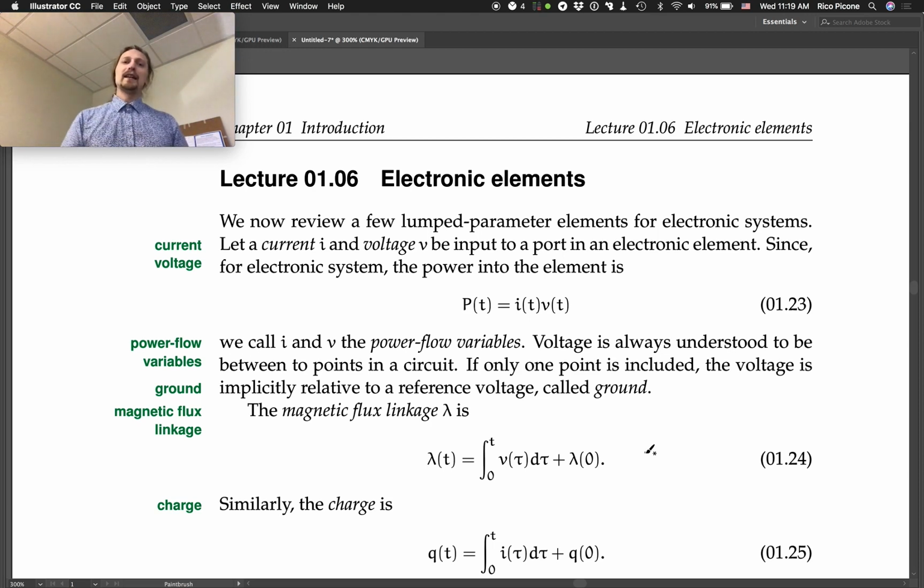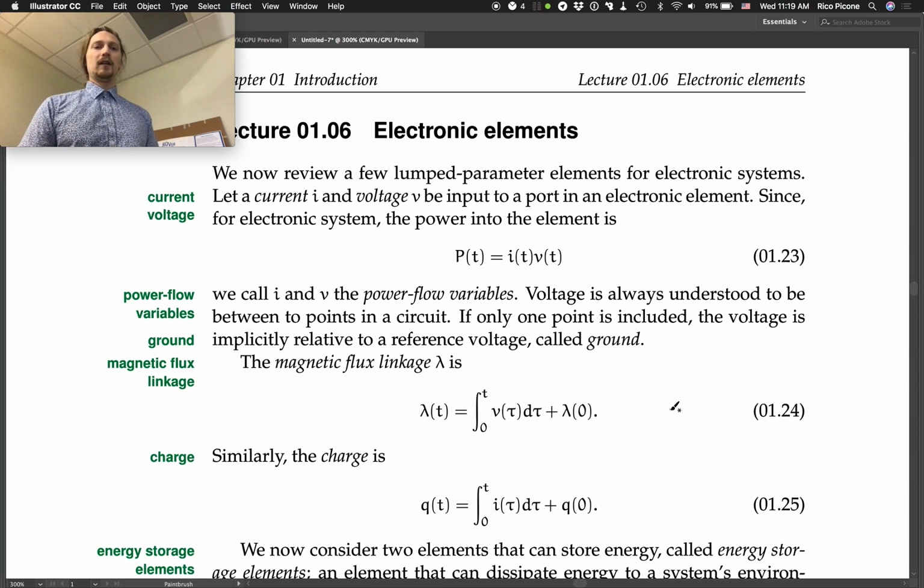Let a current I and voltage V be input to a port in an electronic element. Since for electronic systems, the power into the element is the product of voltage and current, we call the current and the voltage power flow variables. Voltage is always understood to be between two points in a circuit. If only one point is included, the voltage is implicitly relative to a reference voltage called ground.